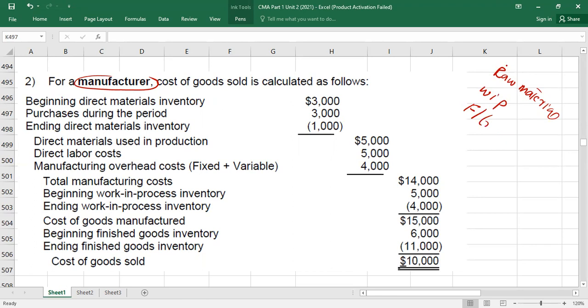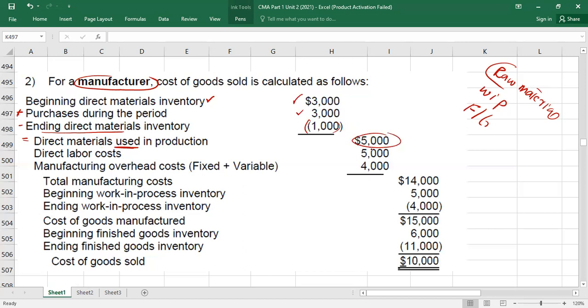So first we will deal with the raw material, and this I already told you. For the raw material, you will start with the beginning raw material inventory, whatever value is given in the question. Then you will add net purchases during the period. Then you will deduct ending direct material inventory. This will give you the raw material used in production. This is what we actually need.